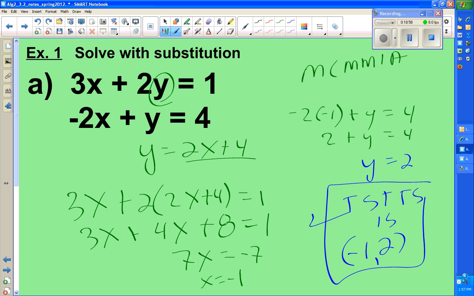Substitution method is easy as long as you have a coefficient of 1. When you don't have a coefficient of 1 and I force you to do substitution, you should be cursing me. All right? That's just being mean. Not nice.